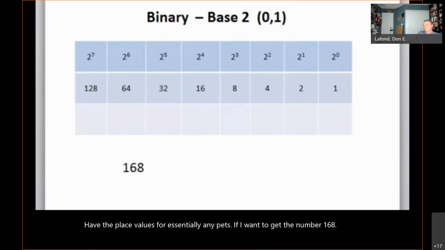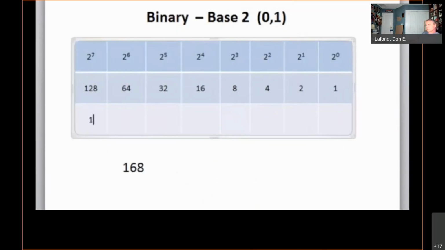So I'll go to the 128's place and ask myself, do I need 128 to reach 168? Yes, I do. So I'll put a 1 there. Now, do I need a 64? I already have a 128. If I add 64, I would get 192 because 128 plus 64 is 192. So the answer is no, so I put a 0. I still have 128 now. Now, do I need a 32? 128 plus 32 is 160. So yes, I could use a 1 here.